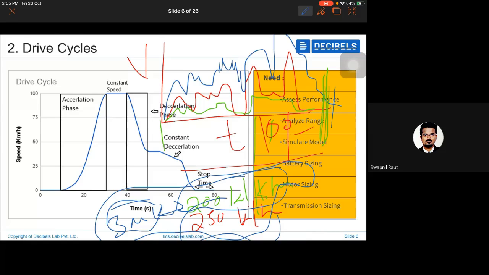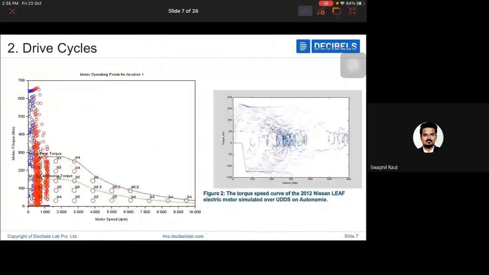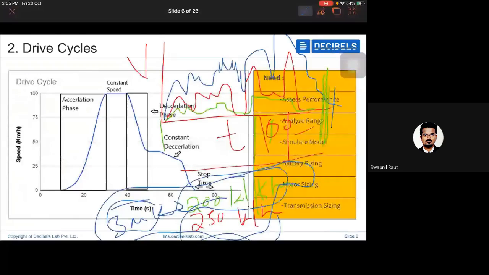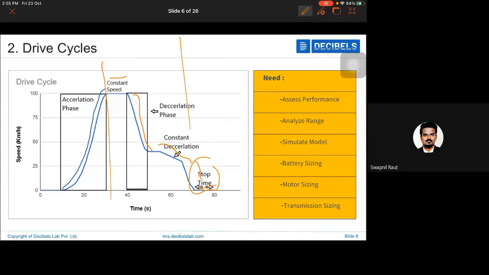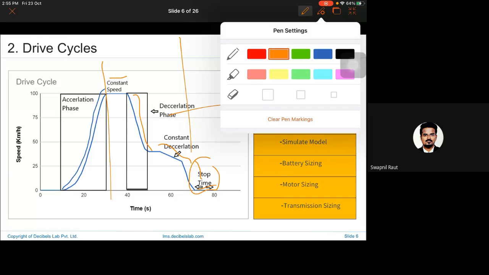So that's what we've been trying to look through in some of the data here. As we can see, there's an acceleration part, then a constant speed part, then a deceleration part, then a constant deceleration part, and then a stop time, which is here. So what exactly happens when this blue driver was trying to drive? He was trying to drive too aggressively.